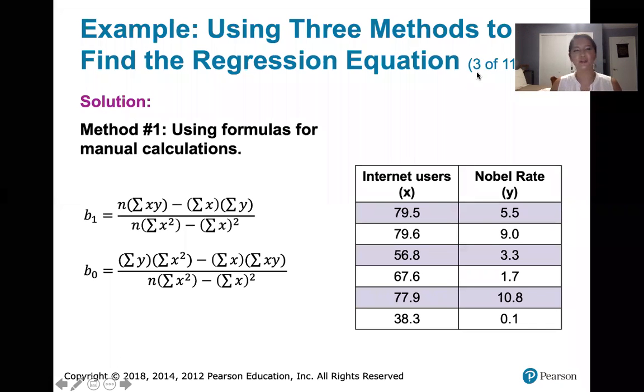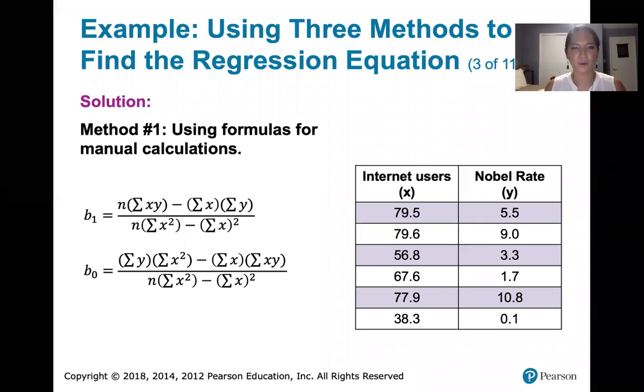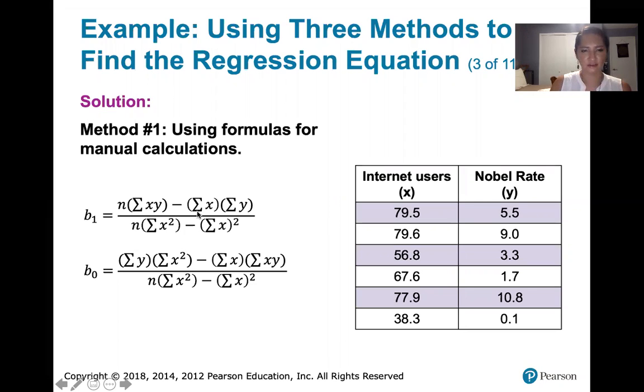Since the requirements are met, let's use method number 1 to do our manual calculations. So b sub 1, that is the notation for the slope. It's given by this. B sub 0 is the notation for the y-intercept. That's given by this. And we have our x values and our y values here. Since I only have 6 ordered pairs, this could all be easily done by hand.